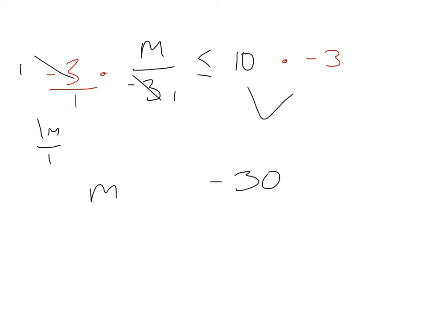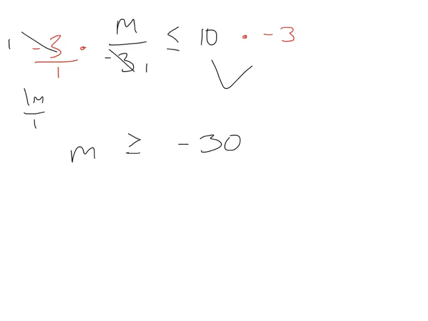So where does our sign go? Well, it was pointing to the left, right? But because we multiplied by a negative number, I have to reverse the direction, and now it needs to point to the right. m is greater than or equal to negative 30. Now what I want you to do is plug in some number that is greater than negative 30 for m and see if you get a true statement. So pause the video and try that.